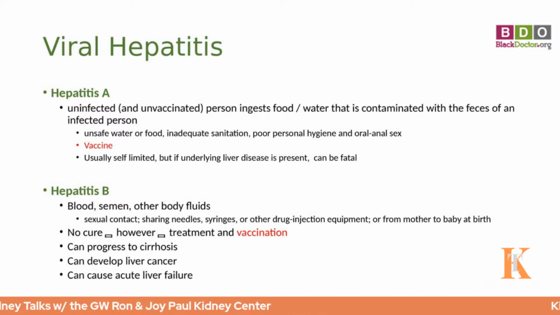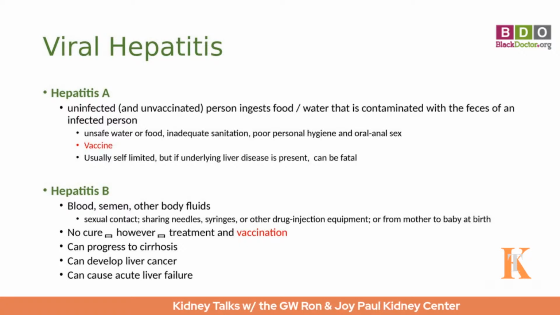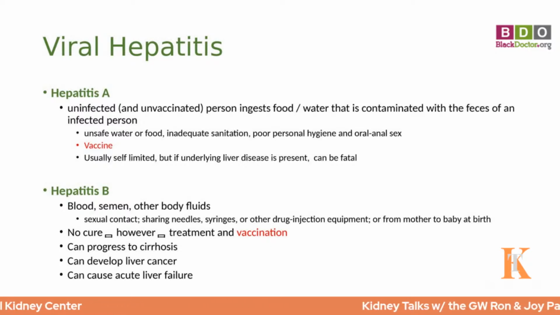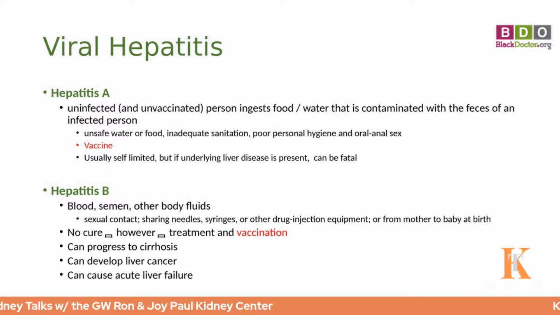Moving on to hepatitis B. This is a virus that spreads from blood, semen, and other bodily fluids. So sexual contact, sharing of needles and syringes or other drug injection equipment, but also from mother to baby at birth, because we know there's a lot of fluid and blood exchange at that time. There's no cure for hepatitis B. However, there is treatment, and especially vaccination to prevent people from getting it.